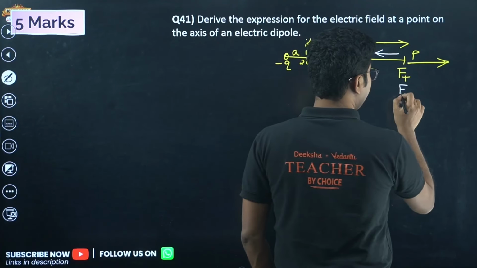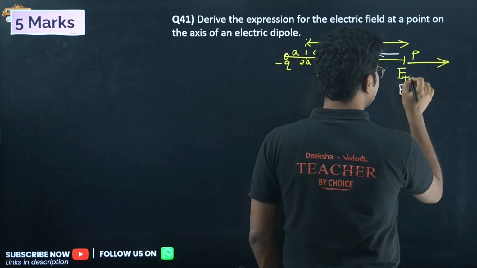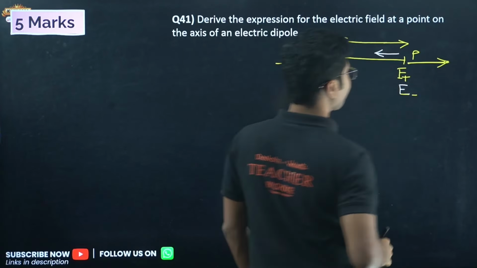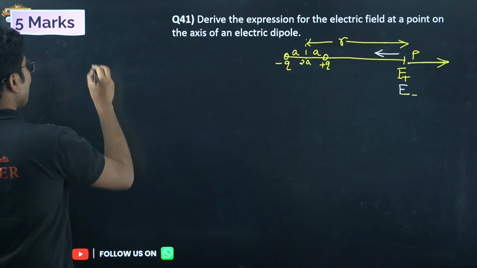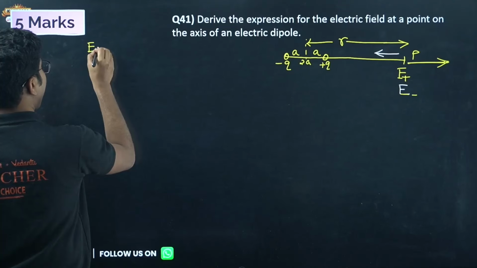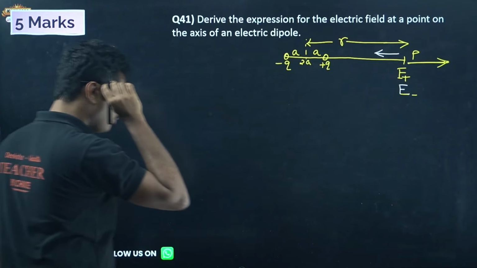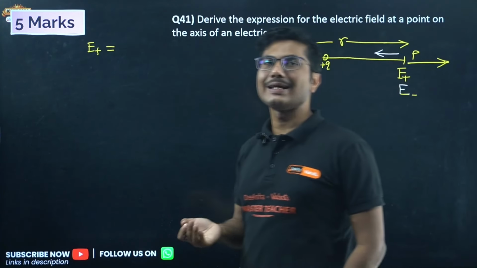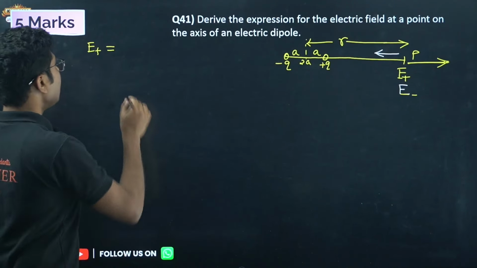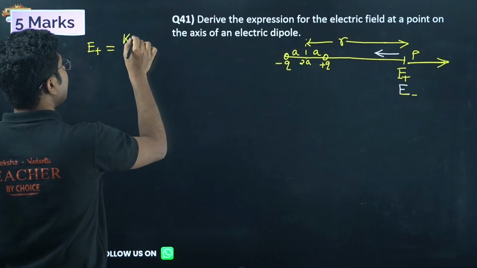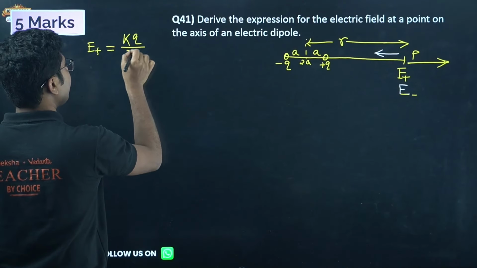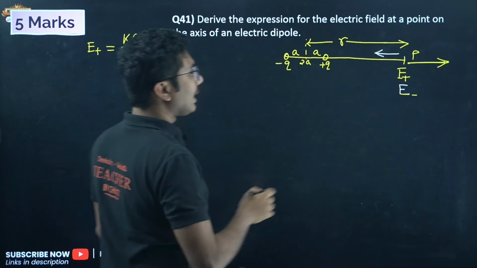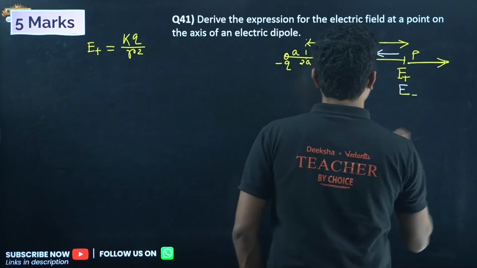One mistake I made. It is E plus and E minus. So what is E plus? What is the formula for electric field due to a point charge? Electric field due to a point charge is very simple: kQ by r squared, right? And it is along, away from P.